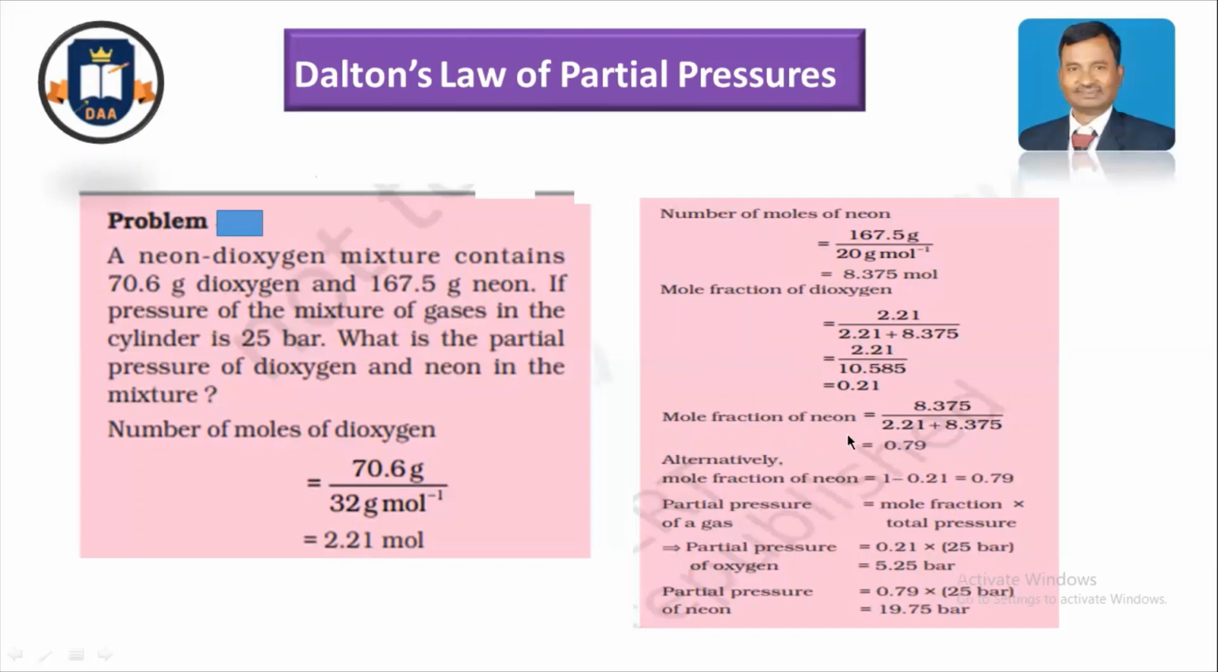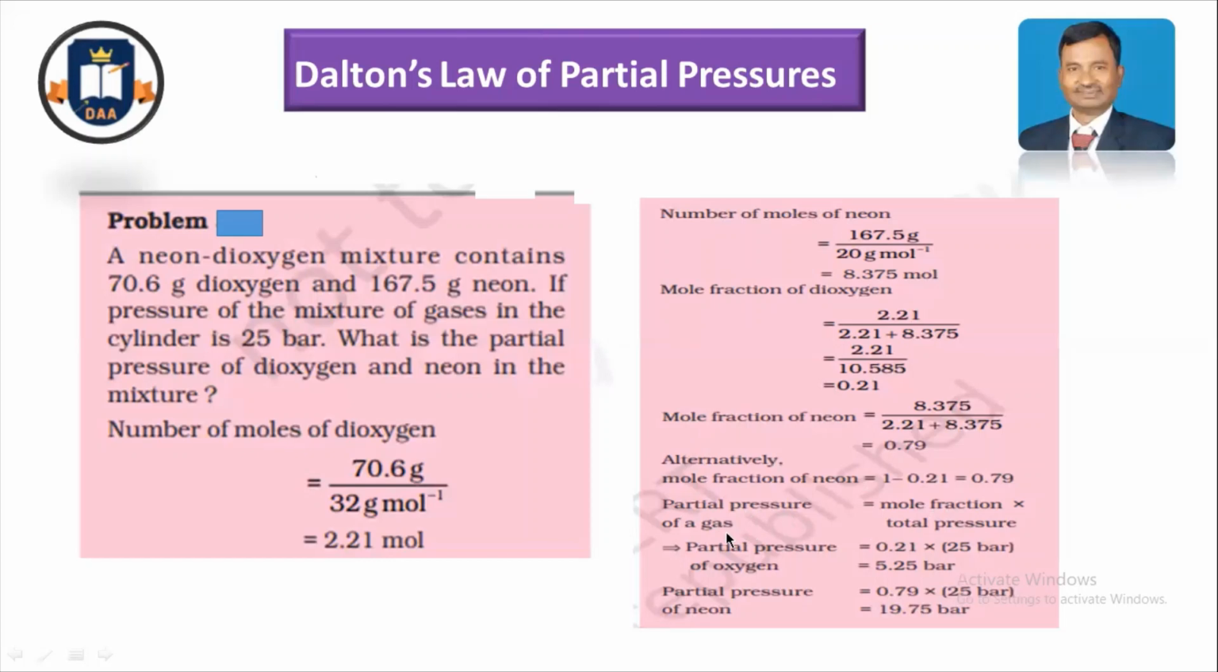And similarly, for the mole fraction of neon, 8.375 mole is divided by the total moles added, the same way as when you calculate the mole fraction of dioxygen, that means 8.375 divided by 2.21 plus 8.375, and ultimately the mole fraction of neon is 0.79. Alternatively, because two gases are involved, if one gas's mole fraction is known, then 1 minus 0.21 gives the mole fraction of the second gas, that is neon. In this way also we can calculate.